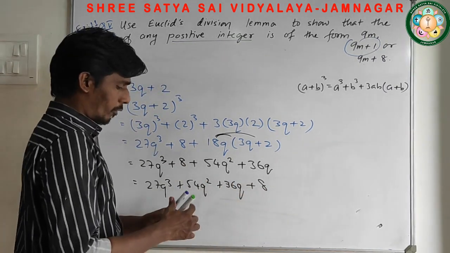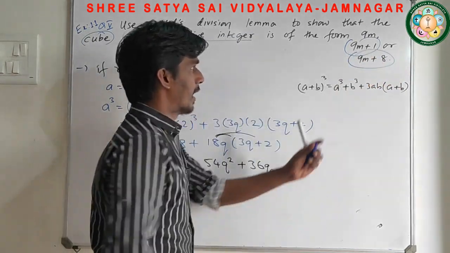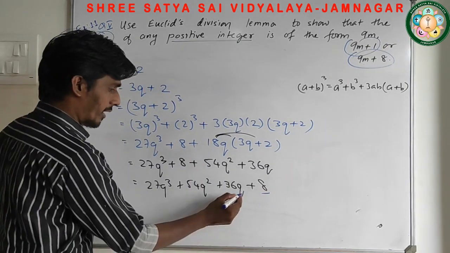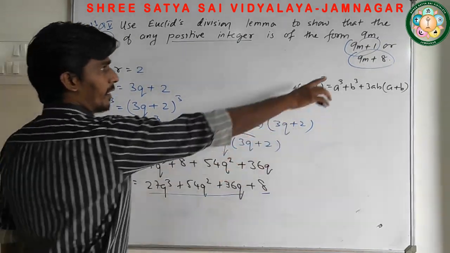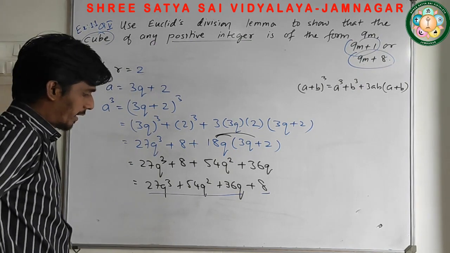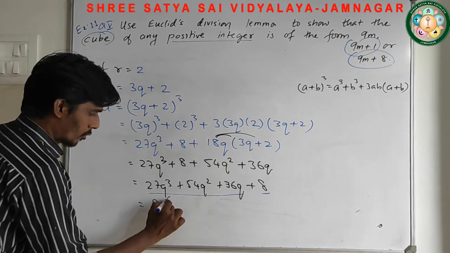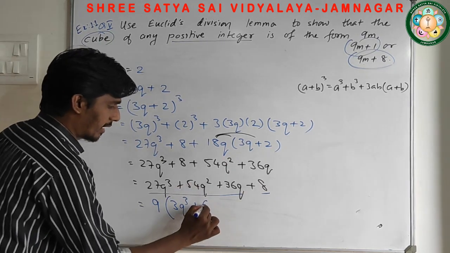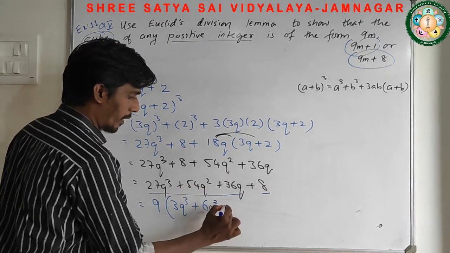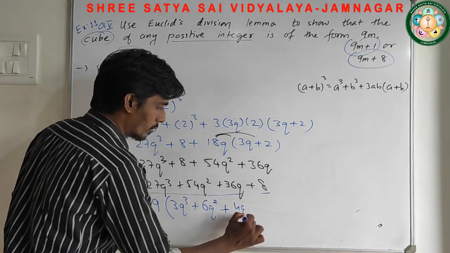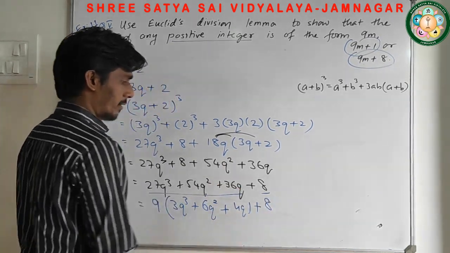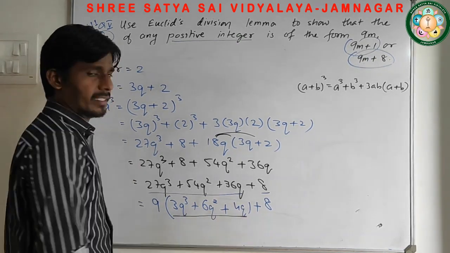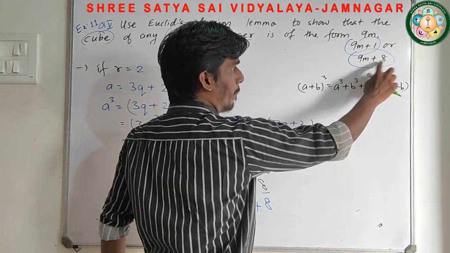Now if you look at what we have to prove, क्या करना था हमें, 9m plus 8. तो जो 8 है वो यहाँ पे आएगा, ये रहा. So what is common between all these 3? So definitely I'm going to take out 9 common outside. So inside 9 3s are 27q cube, 9 6s are 54q square, and 9 into 4, it's what 36q plus 8. Then again as it is, this is 9 into something plus 8. So this is 9 into m plus 8.